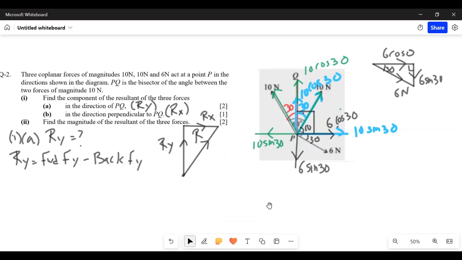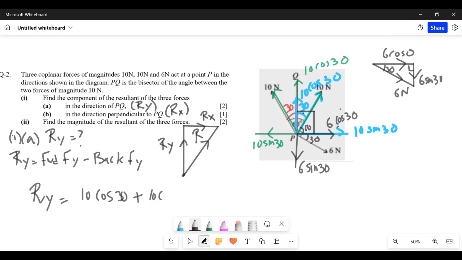And now we can find Ry. Ry is going to be forward force in the y direction, so up forces. That's going to be 10 cos 30, another 10 cos 30, and minus 6 sine 30. This should be your answer for Ry. This comes out to be 14.3 newtons.